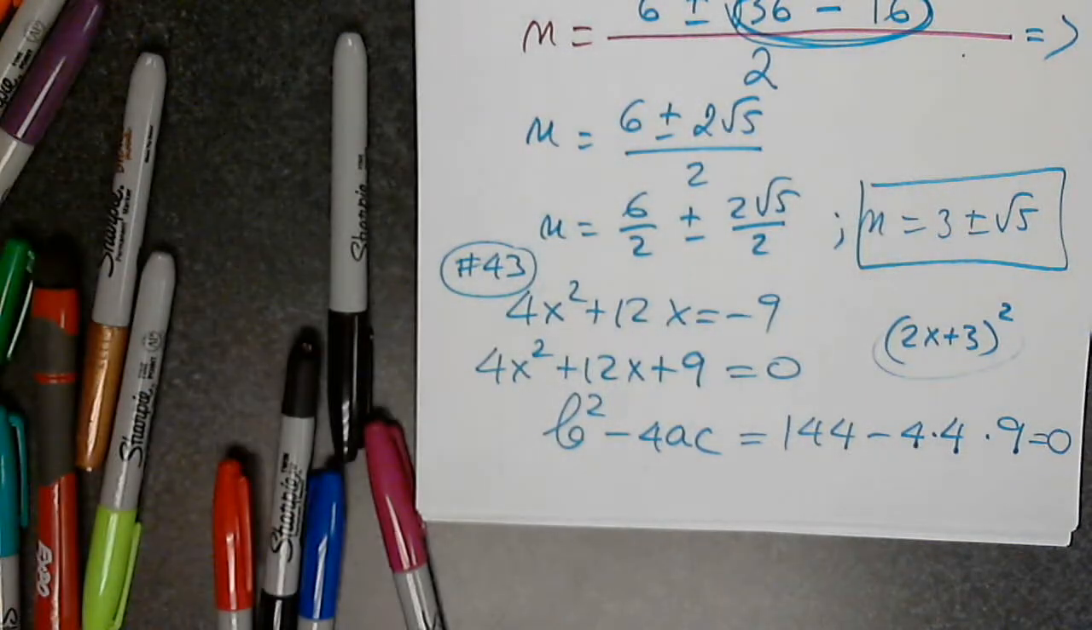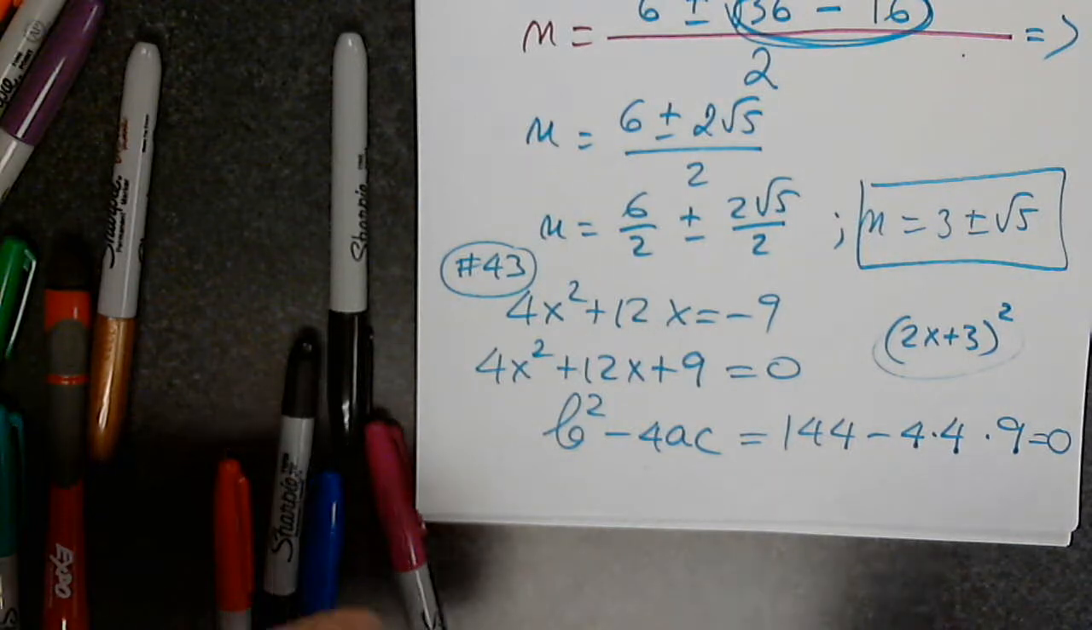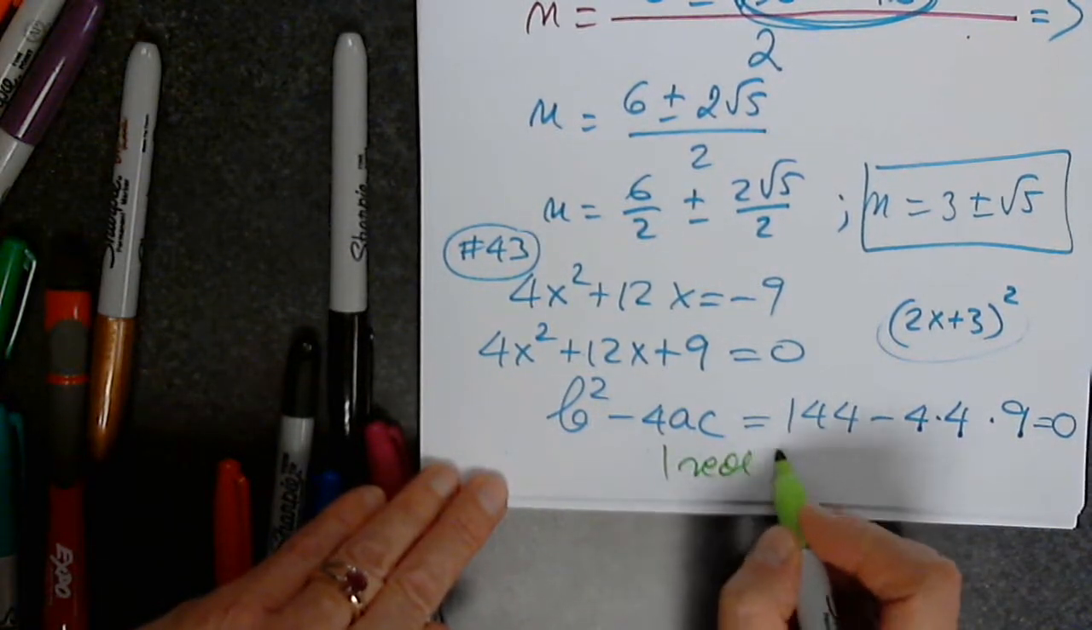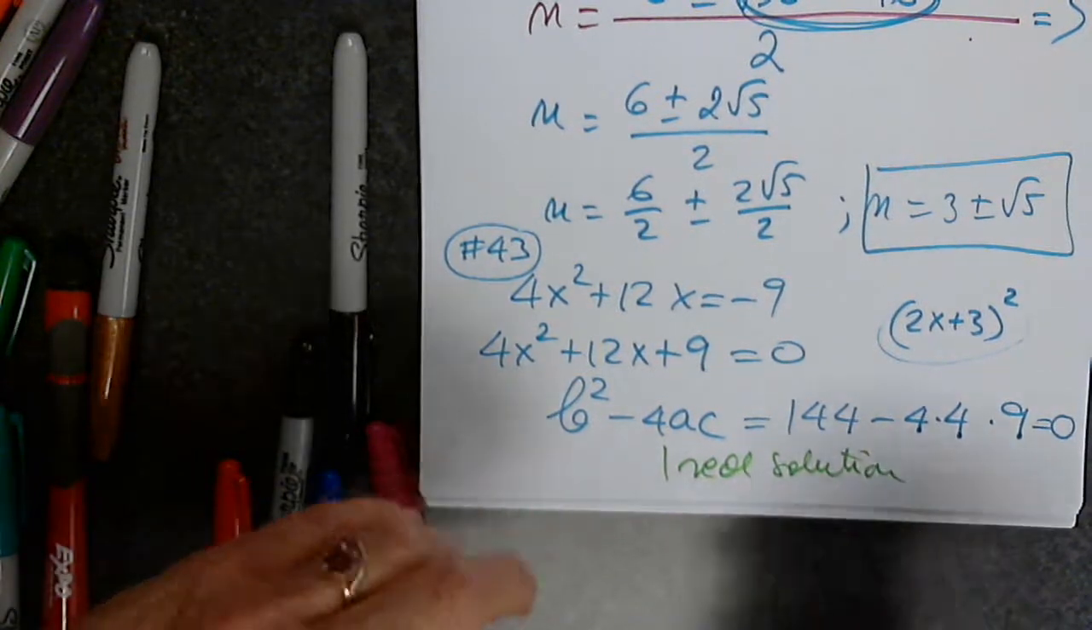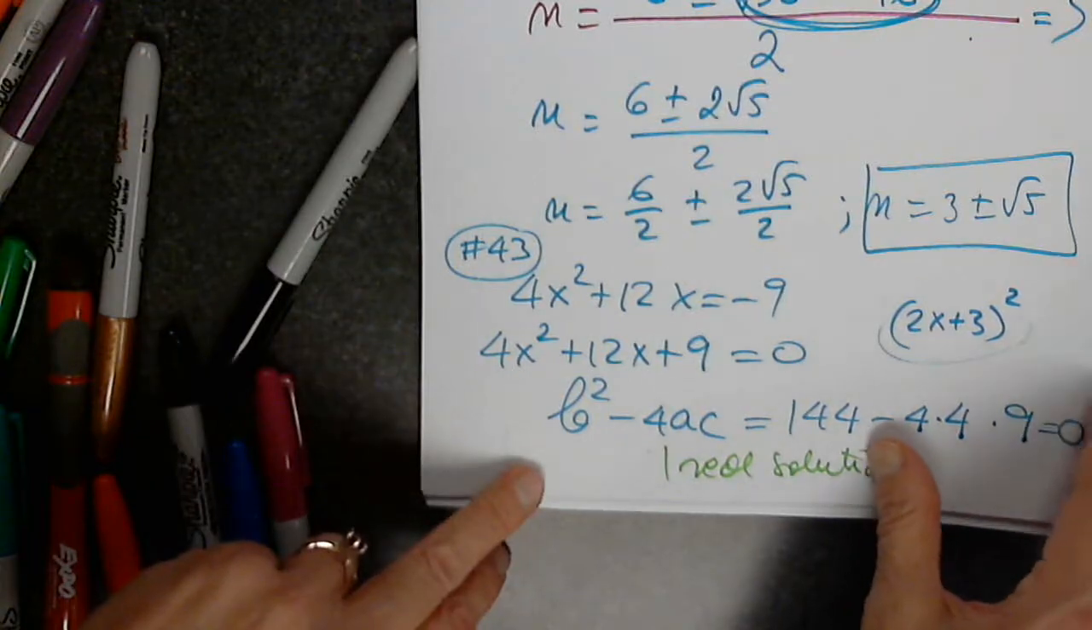So what do we conclude when the discriminant of a quadratic equation is 0? What do we conclude about the solutions? That's one real solution. One real solution. Is that clear? Yes? Okay, perfect.